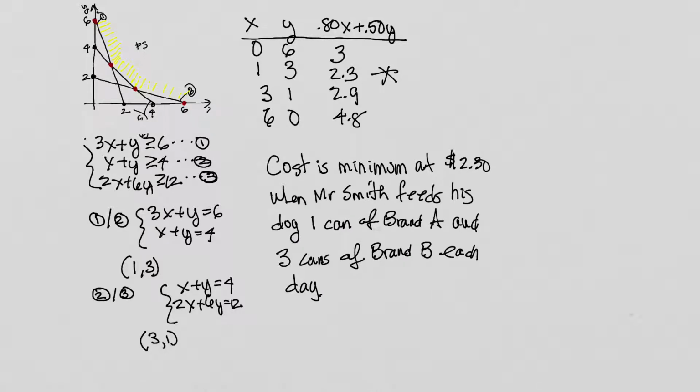So taking a look at what we've got, this is our minimum right here, right? 3, 2.3, 2.9, 4.8. 2.3 is the smallest value, and that occurs when x is 1, y is 3. So we're going to write our conclusion like this. We're going to say that the cost is minimum at $2.30 when Mr. Smith feeds his dog 1 can of brand A and 3 cans of brand B each day.